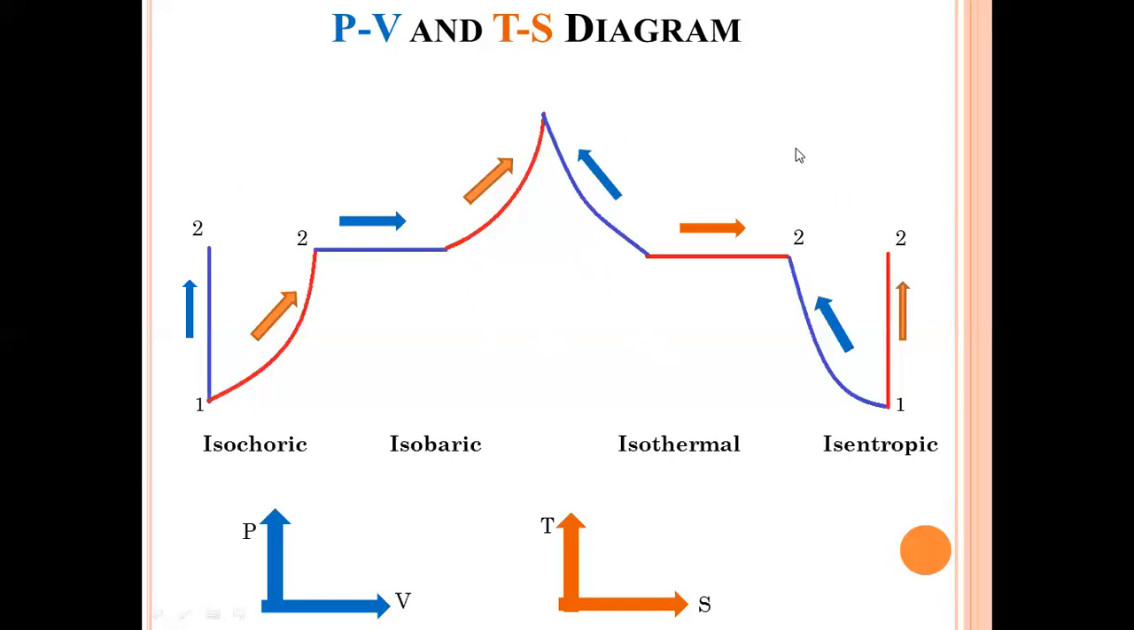So this is how the shape is formed when we plot collectively the PV and TS diagrams for isochoric, isobaric, isothermal, and isentropic processes. Keep this in mind: the tail of any process is the initial state, whereas the head of any process is the final state of the system. So this is how we can plot the PV and TS diagram.